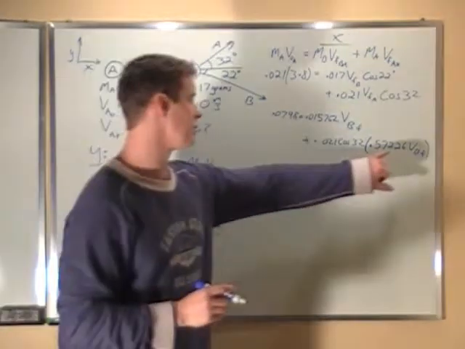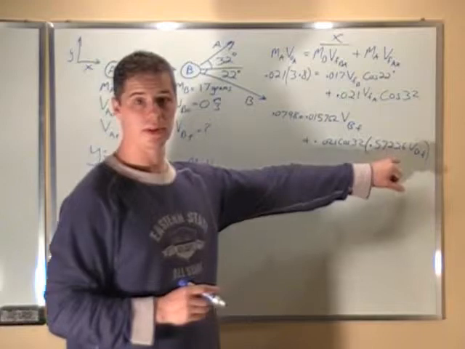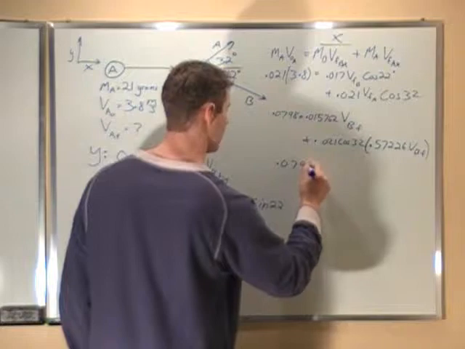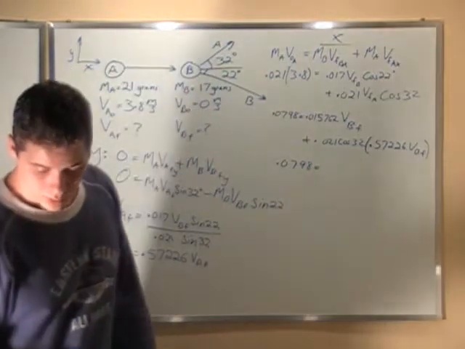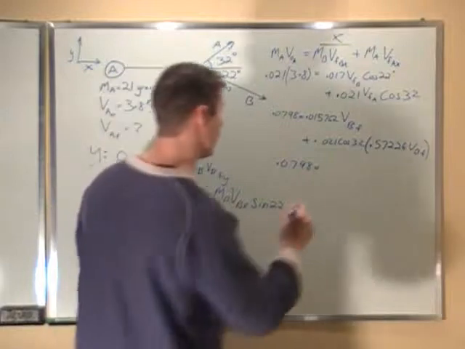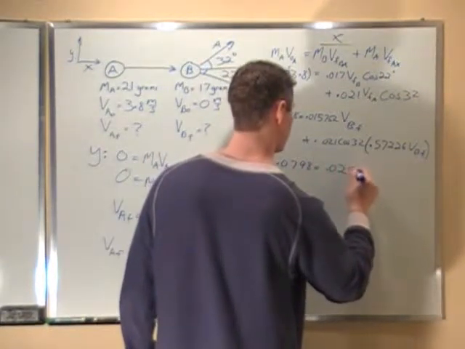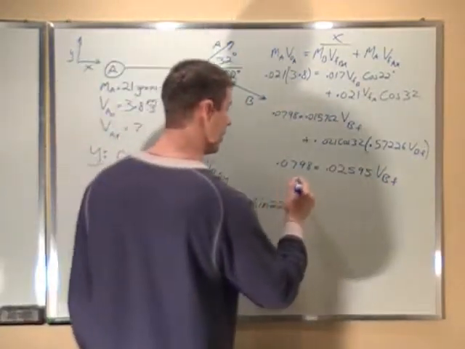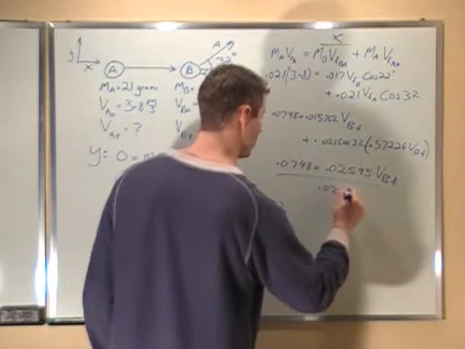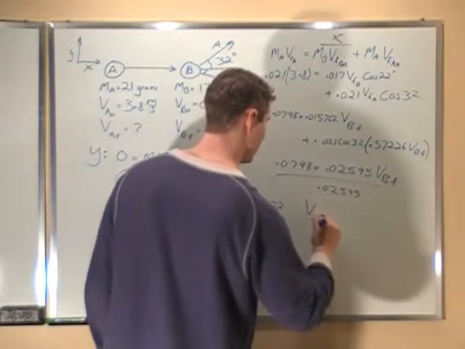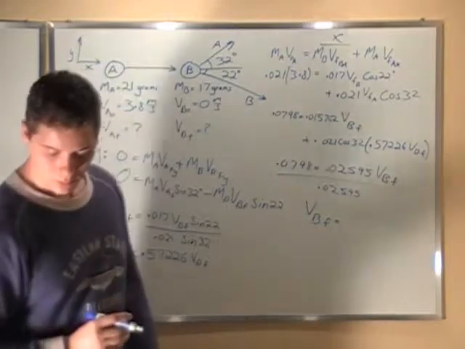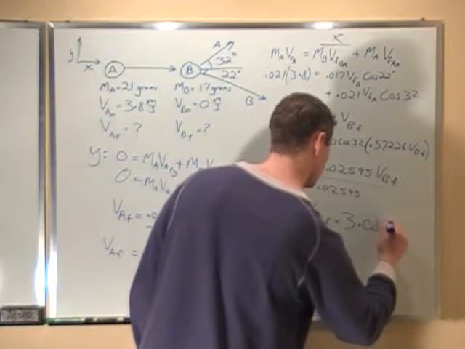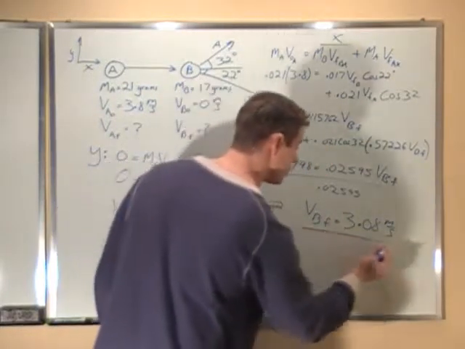So now I can multiply this times this, get just a number times VBF, and add these two up algebraically, which will give me 0.0798 equals, those added up gives me 0.02595 VBF. Solving for VBF by dividing out 0.02595, VBF equals 3.08 meters per second. And this is after I round off to 3 significant digits.